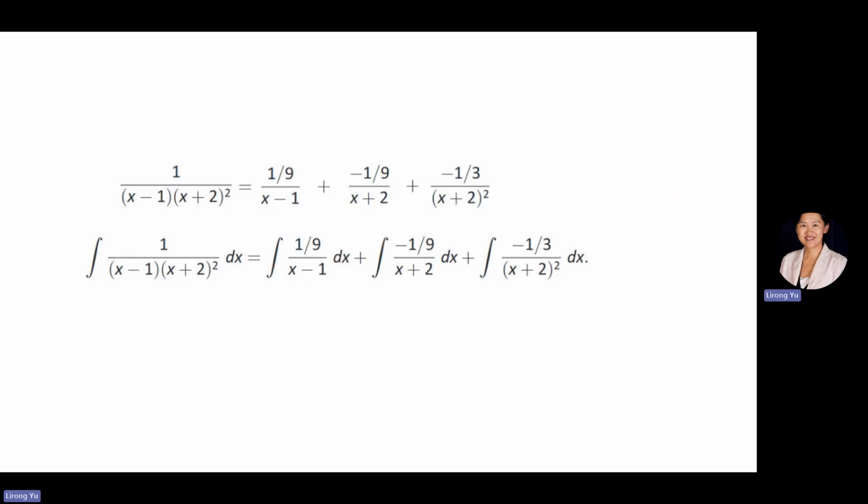So the original function we want to integrate now becomes a summation of 3 separate ones. So the original integration becomes integration of 3 separate ones. For the first 2, the denominators are degree 1. So those 2 you integrate using logarithm. That's 1/9 logarithm of x minus 1, -1/9 logarithm of x plus 2. So these 2 can be solved with logarithm. The antiderivative is logarithm. This one is different.